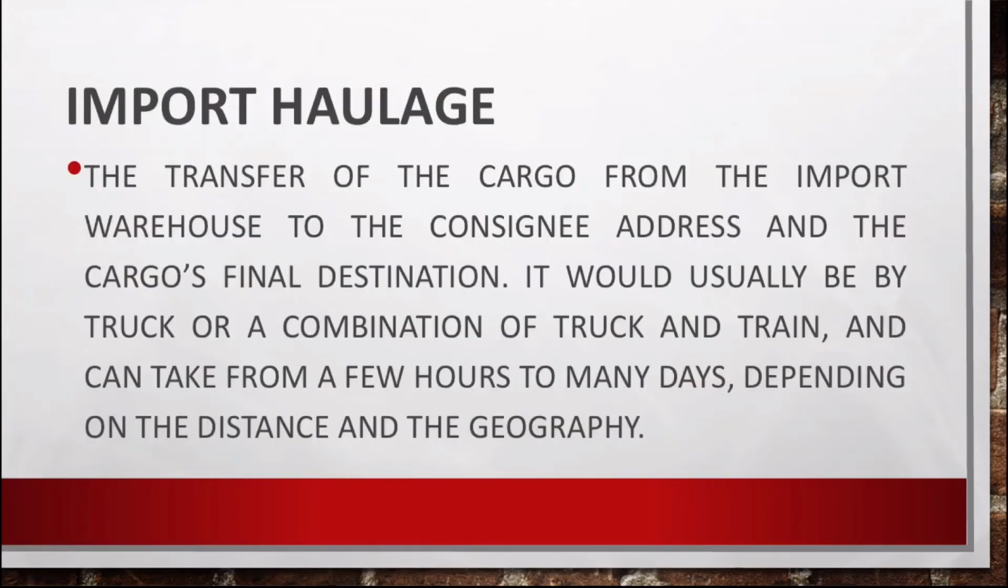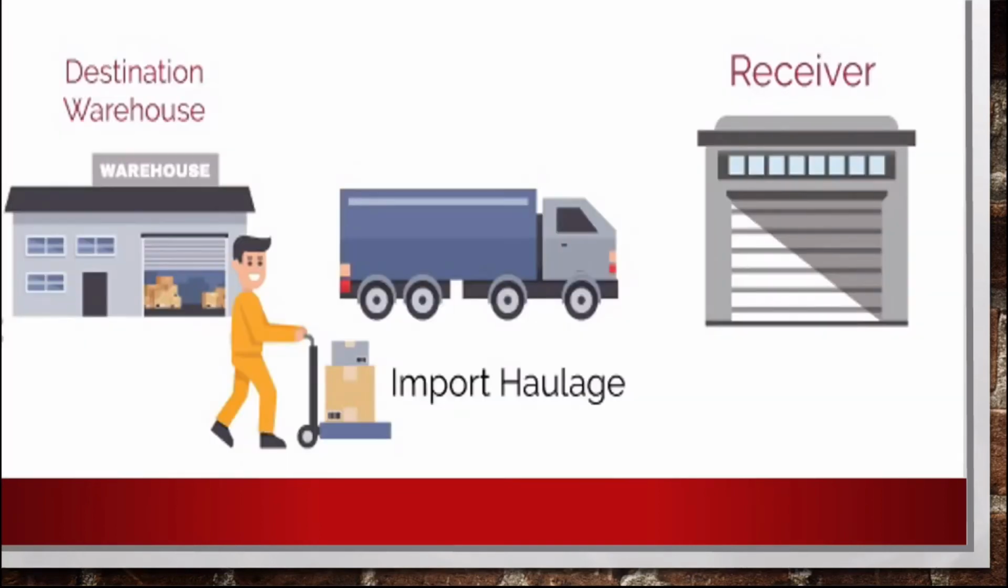Import haulage is the transfer of the cargo from the import warehouse to the consigned address and the cargo's final destination. It would usually be by trucking or a combination of truck and train, and can take from a few hours to many days, depending on the distance and the geography. Port haulage can either be performed by the freight forwarder handling the international ocean freight or by a local trucking company. Alternatively, the consignee might decide to collect the cargo himself or herself directly at the destination warehouse and save the cost of import haulage.